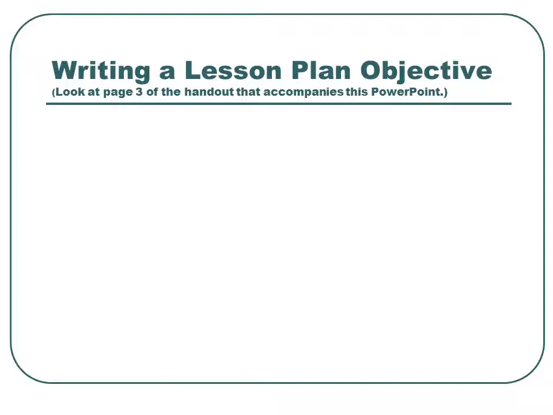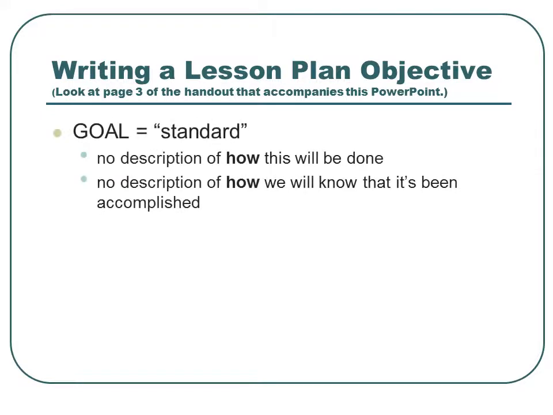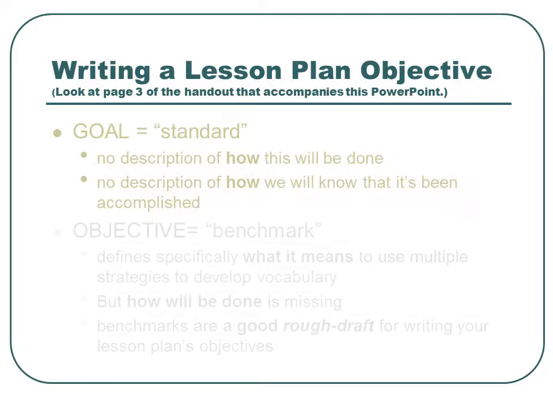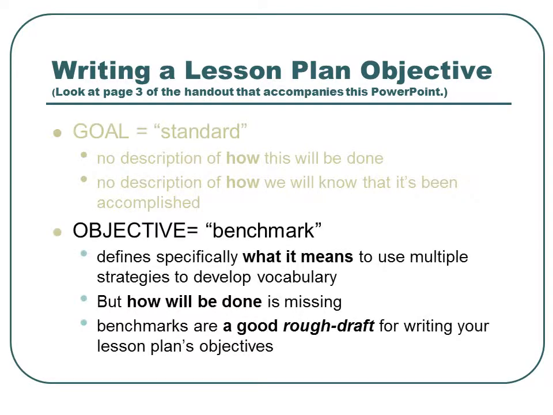On page 3 of the handout that accompanies this PowerPoint mini-lecture, you can see an example from language arts. Look at it now while you're listening to me. You can see that the standard is the goal, highlighted in blue. And under the standard is the list of benchmarks, highlighted in lavender. In other words, under the goal are the objectives.